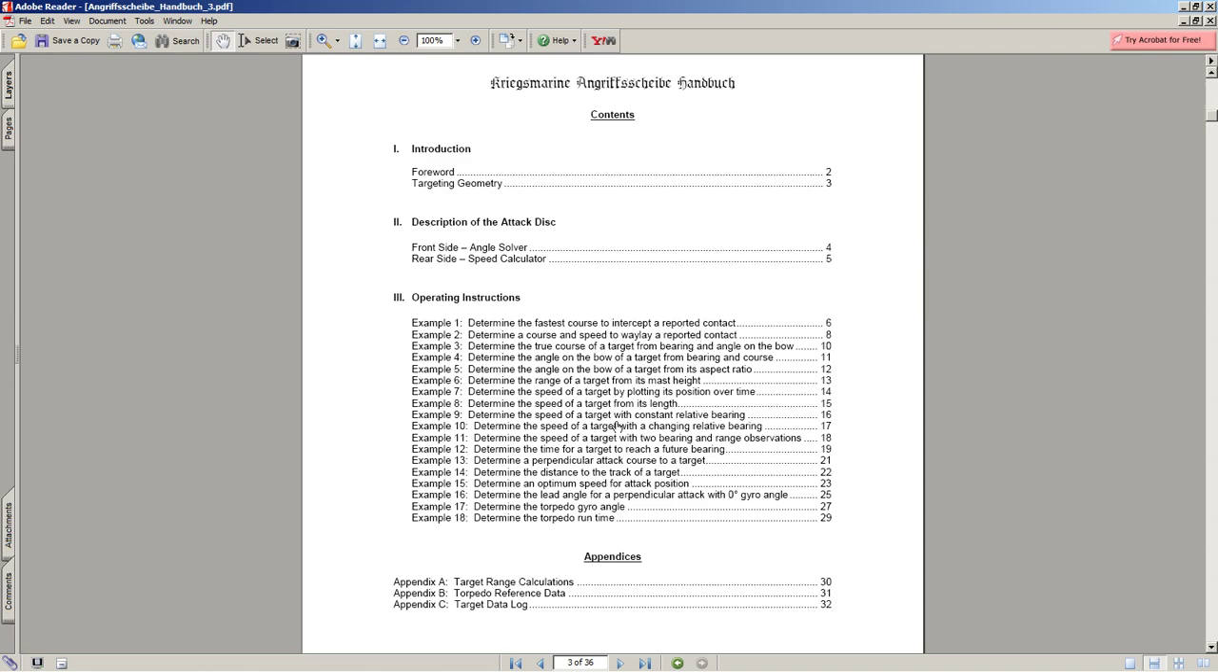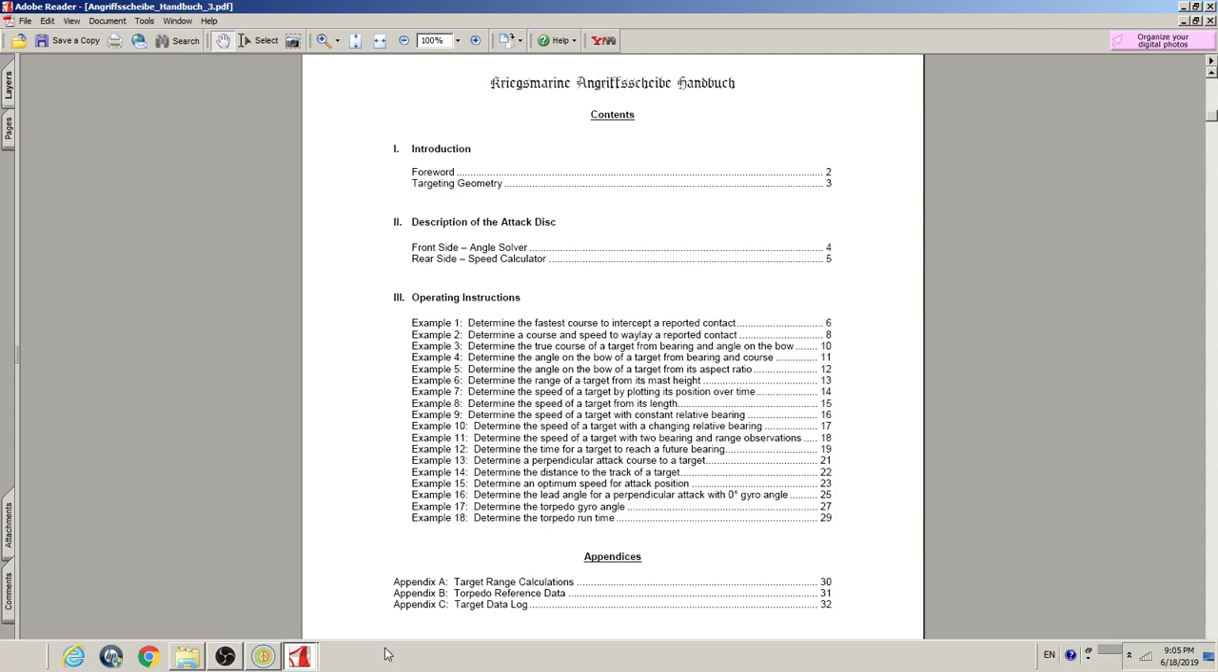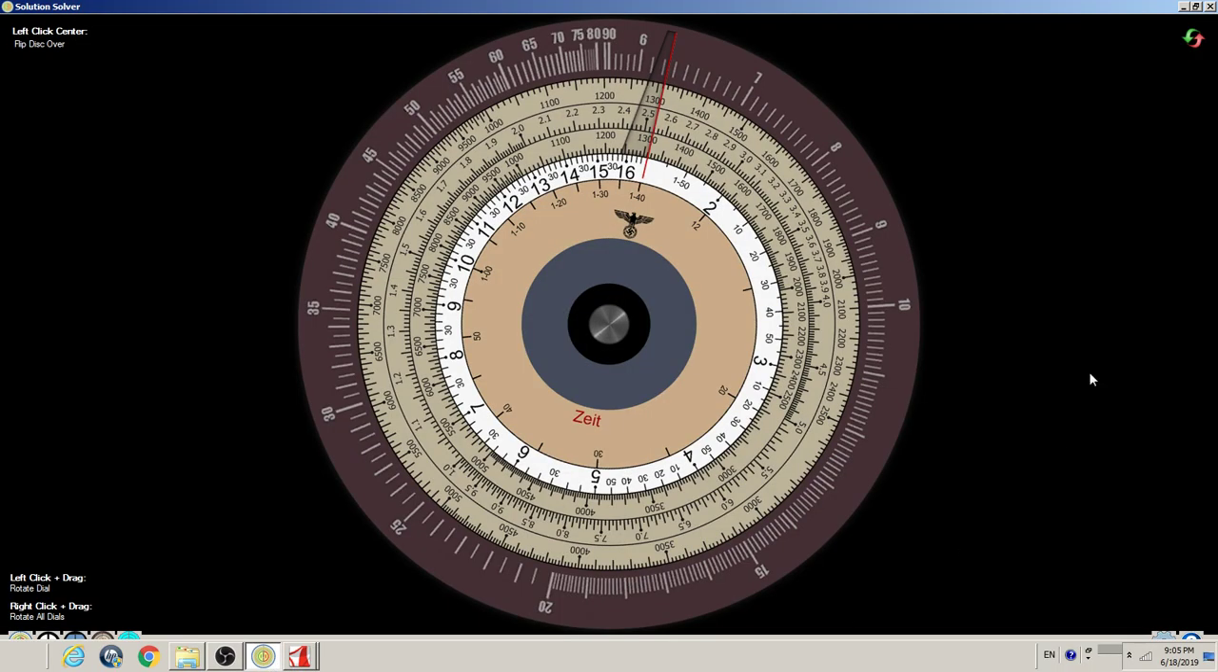So anyway, over a series of maybe 4 or 5 videos, I'm going to go through, in Wolfpack in the tutorial mode, the use of each of the attack disk and the speed side to compute various of these examples from this list here. But first and foremost, I want to give a little background and some generalities around both of these disks.